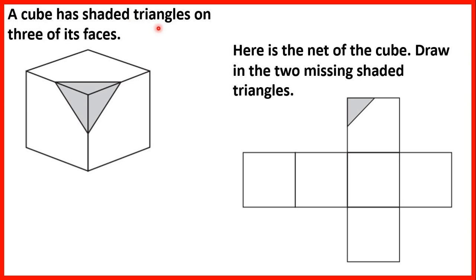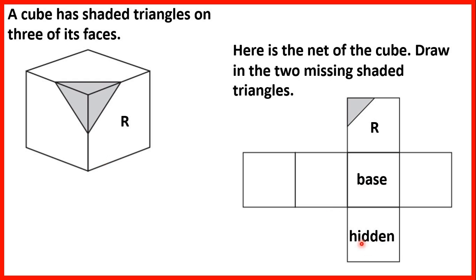A cube has shaded triangles on 3 of its faces. Here is the net of the cube. Draw in the 2 missing shaded triangles. So we can see a shaded triangle on the right, and if we imagine that that's this face here on the net, then this face will be the base, so we'll fold underneath, under the bottom.